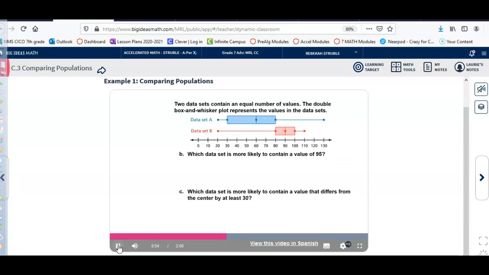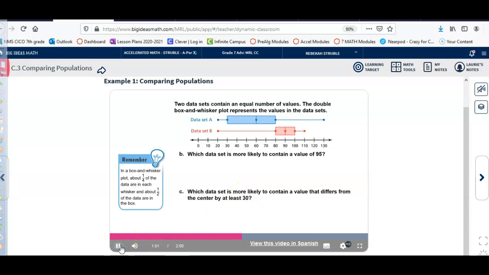Exactly. Part B. Which dataset is more likely to contain a value of 95? Okay, so a value of 95, we have to look at our box plots here, and which section of the box plot 95 is contained in.